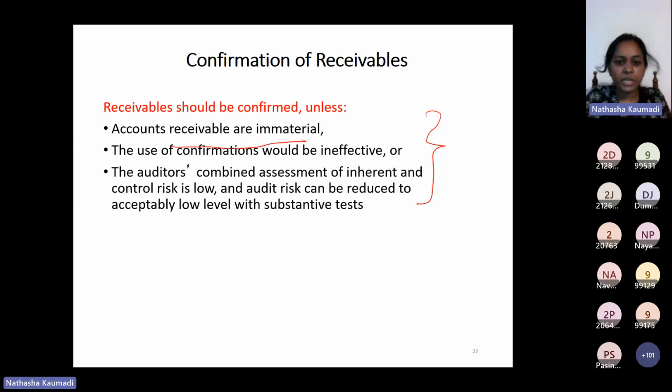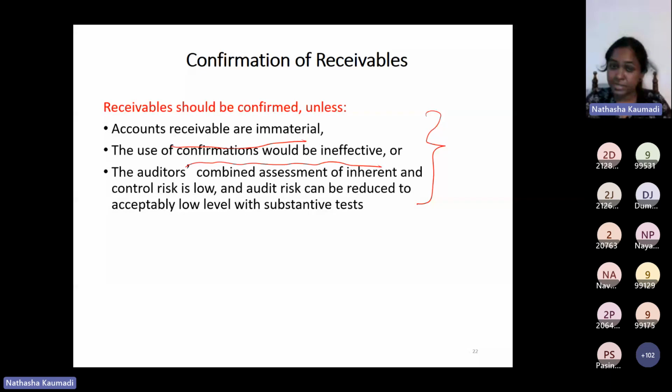The use of confirmations would be ineffective. With past experience, auditors are pretty sure they are not getting responses from the debtors. Why? Most of the debtors are overseas, so there is a lack of tendency of getting those responses. So the confirmations would not be effective. With the practice, with the experience, they understand there's no point of doing the confirmation. They don't send the replies. So again, you don't have to do those things. You can go for alternative audit procedures, checking subsequent settlements and checking the invoices and everything.